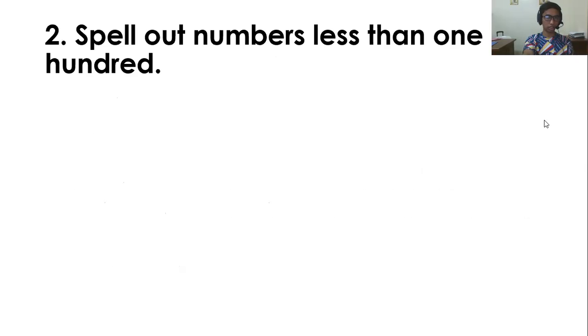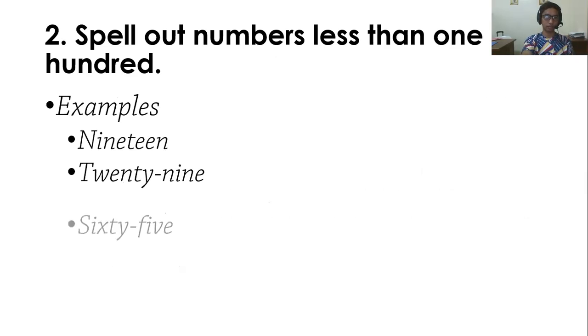Okay, the second one that we need to observe: spell out numbers less than 100. I'll repeat, spell out numbers less than 100. So what are these? Like for examples, 19, 29, 65. I'm very sure that that is very basic, right? So any number less than 100, you should spell it out, okay?